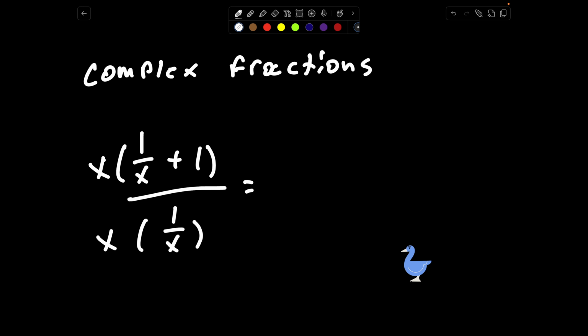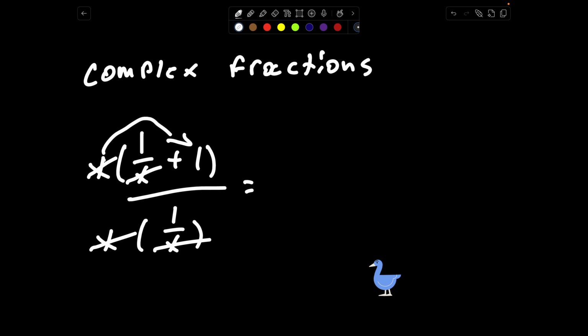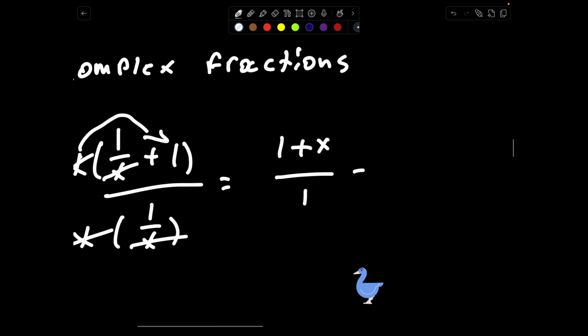So if we do that, this x cancels out, this x cancels out. And then this x moves over here. Don't forget that part. So we get 1 plus x over 1, which is just x plus 1. That's it.